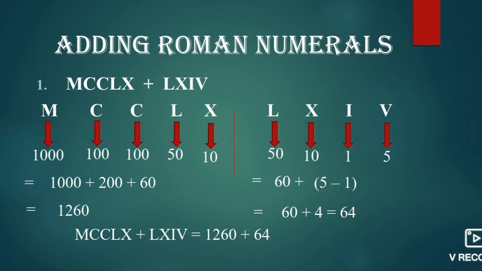Adding together, MCCLX plus LXIV is equal to 1260 plus 64 is equal to 1324. So, the sum is 1324. Now, we have to give the answer in Roman numeral. So, we have to convert the sum 1324 into Roman numerals.